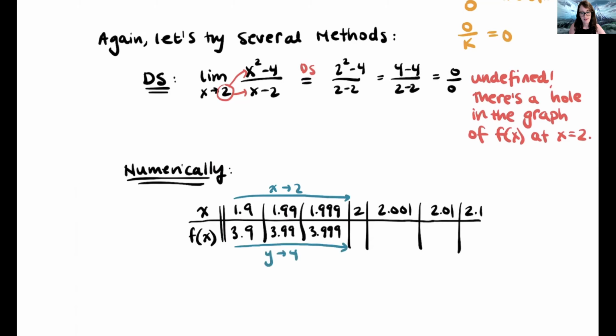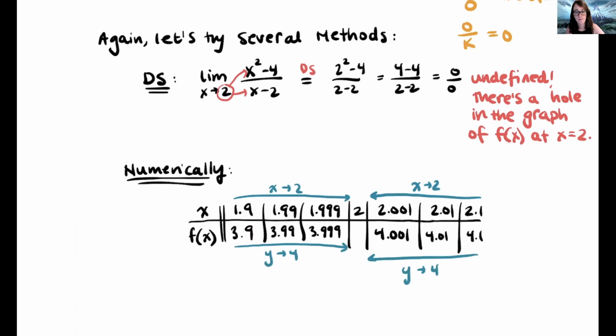Let's check out what's going on the other side. Okay, so when you plug in a 2.1, you're going to get 4.1. Again, check that you can do this in your calculator. When you plug in 2.01, you're going to get 4.01. And when you plug in 2.001, you will get 4.001. And so again, from this direction, as x is approaching 2, we've got our y values also pinching in, or approaching 4.